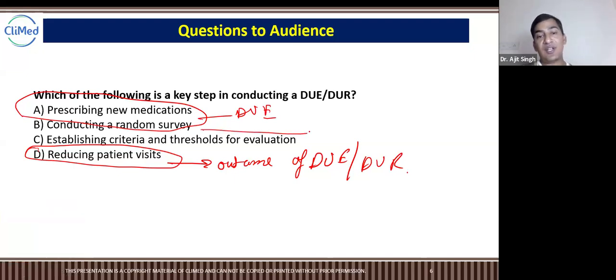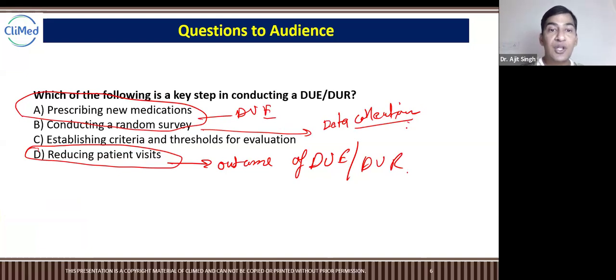Conducting a random survey is a part of DUR, but that is not the key step because it comes under the data collection. And there are multiple methods for data collection when we are conducting the DUE or DUR studies.